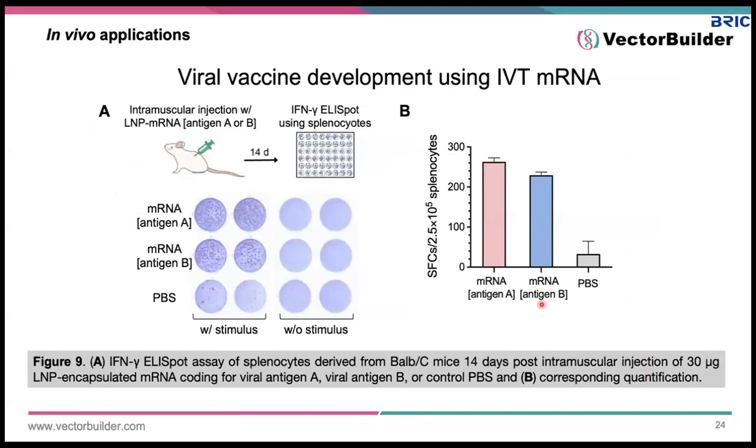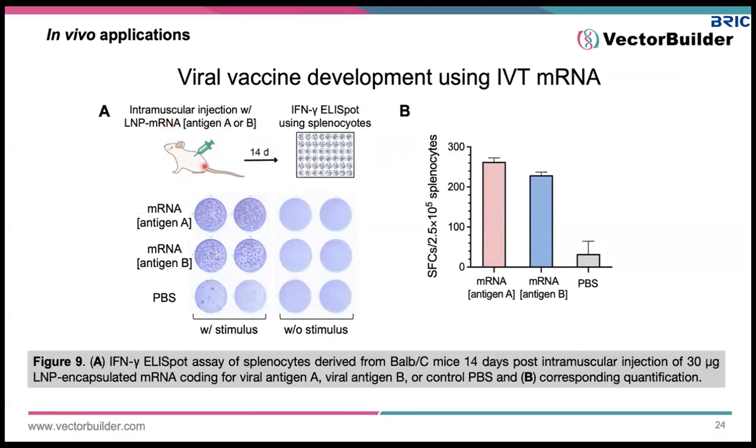And the last but not least section of my presentation is to go through a couple really cool and also exciting ongoing research or applications of mRNA. In the first example, this is a classic example of using IVT mRNA for a vaccination purpose. We developed 2 mRNAs coding antigen A or B. These 2 are viral antigens.